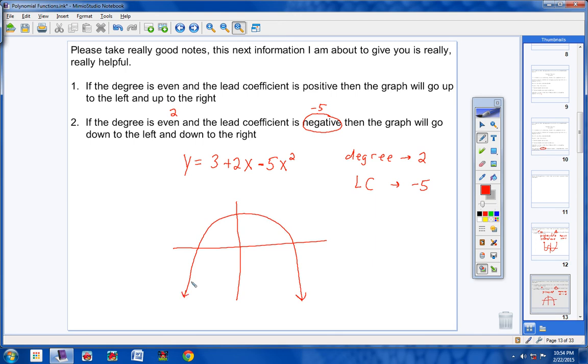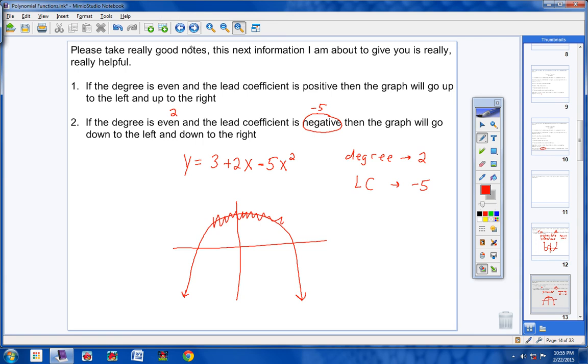Now, polynomial functions might take a lot of turns in here, and that's fine, but when it's all said and done, if the degree is what? Even, and the lead coefficient is what? Negative, it will go down, and it won't come up again, and it will go down to the right, and not come up again. That is really, really helpful.